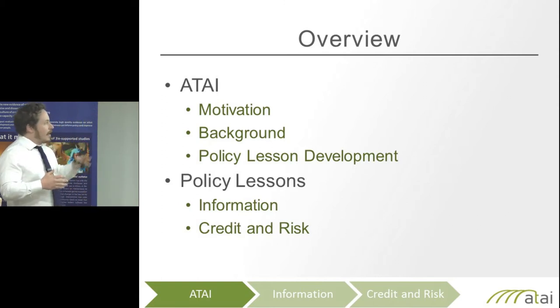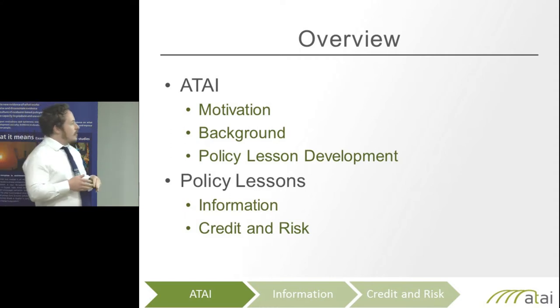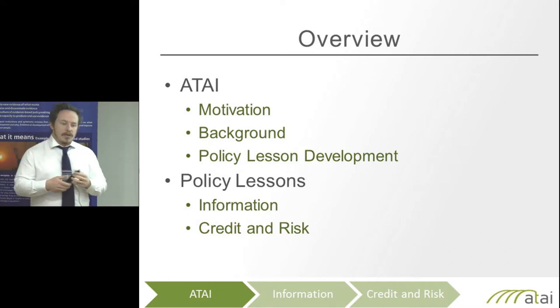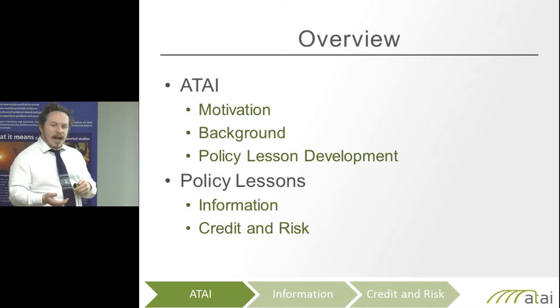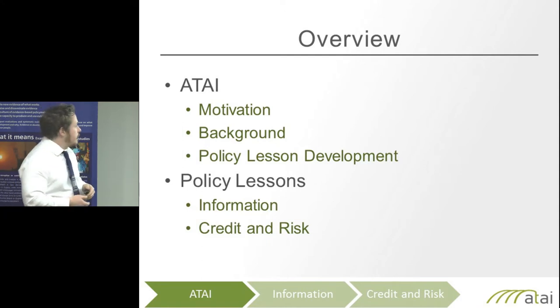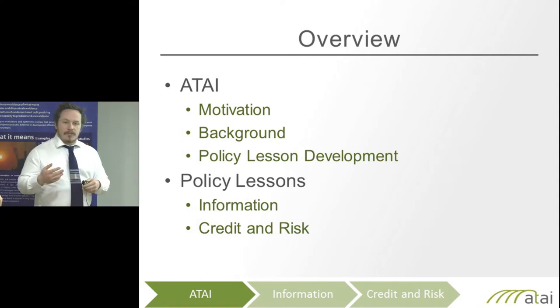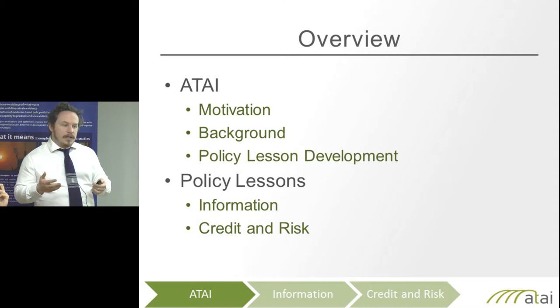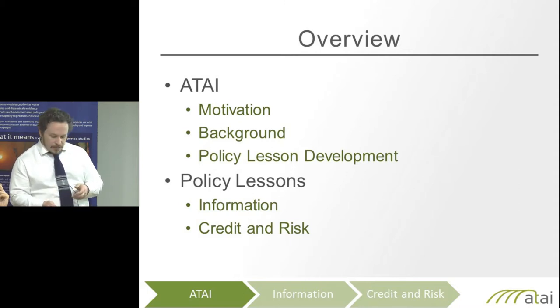And then after all that setup, I'm actually gonna go into a couple of policy lessons. One on information, what are the results of providing information through different techniques to farmers and what happens. And then I'll go into credit and risk mitigation. So different financial mechanisms that help to either provide access to credit to farmers or reduce the risk that they're exposed to.